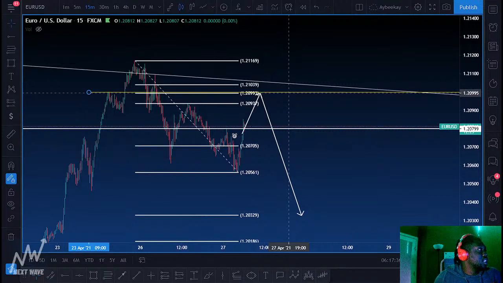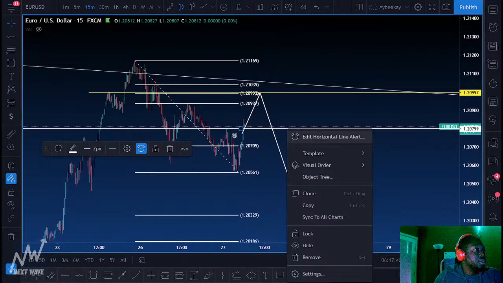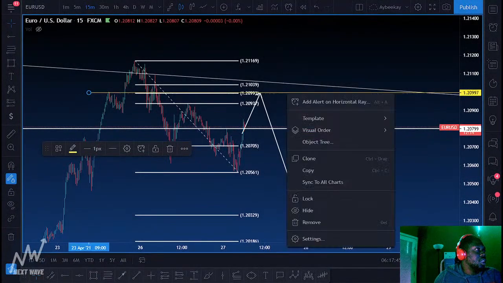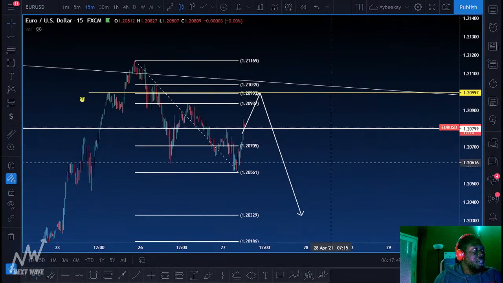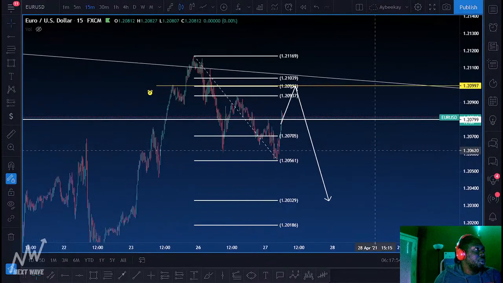So I'm gonna go ahead and set up an alert there. This was an old alert. I'm gonna delete it, then set this up. All right, so get the push to the upside, then continuation to the downside. That would be nice.